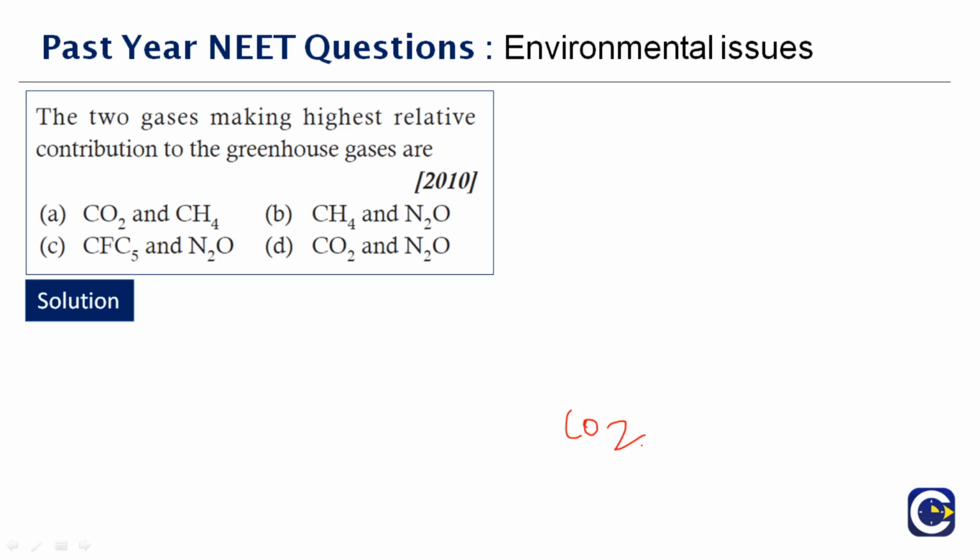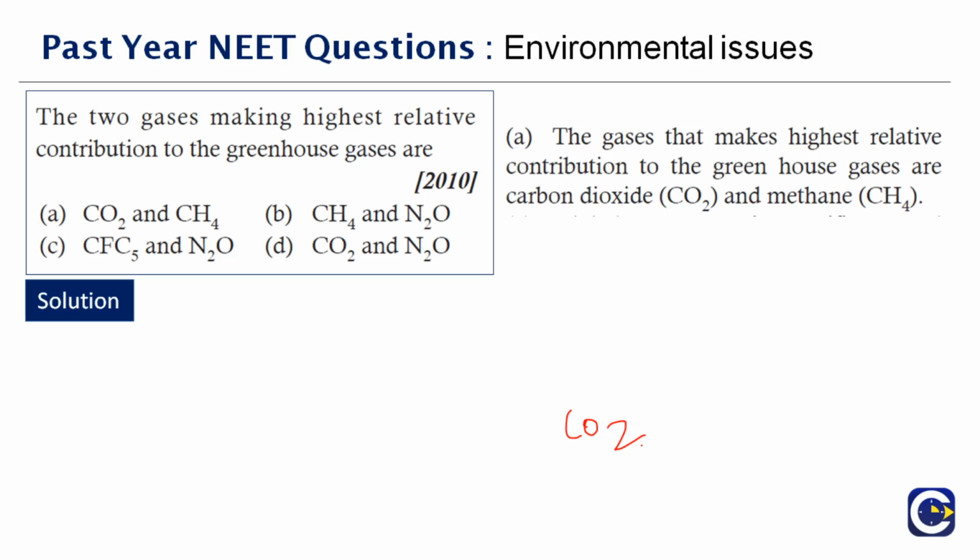But the second place goes to methane. Since we did not have methane as an option there, we did not select methane, but took the third place, nitrous oxide, which was there. Now here in these options you have methane. The first place goes to carbon dioxide and the second place goes to methane. Therefore option A is the right answer. So these two gases' contributions are relatively high.